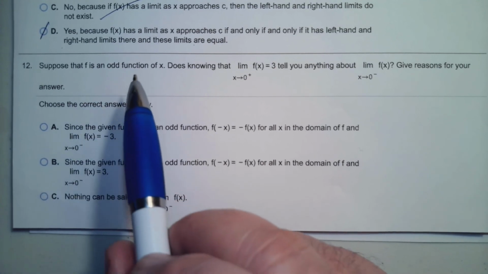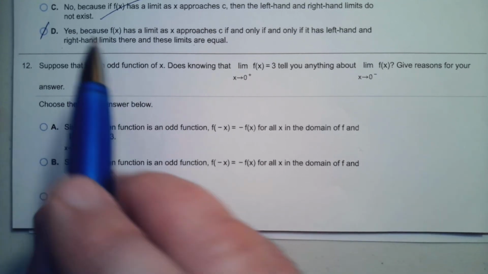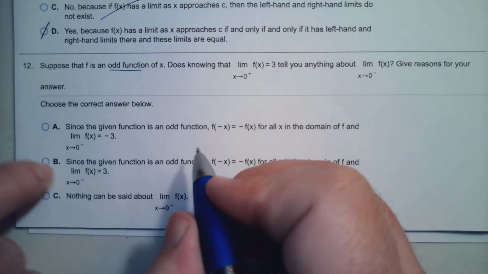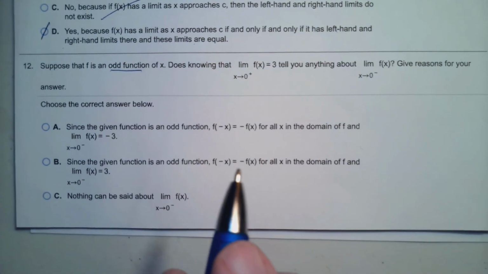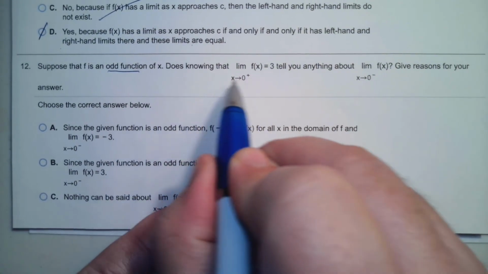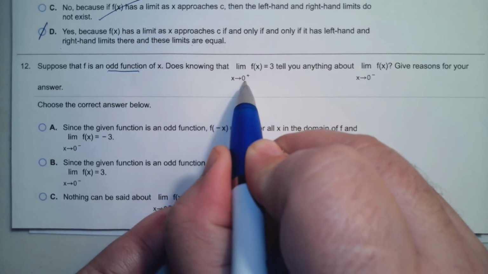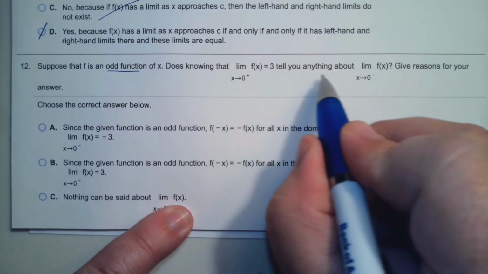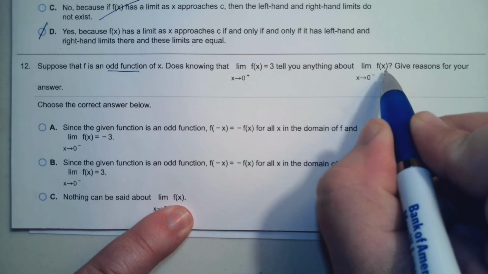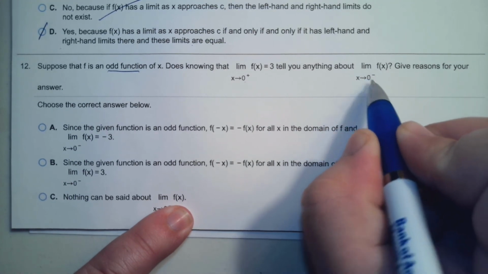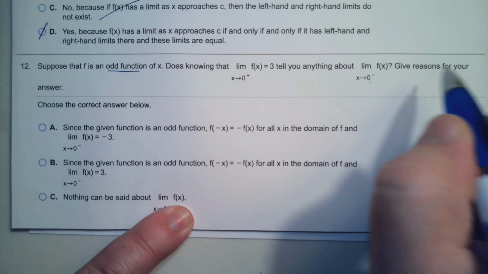Suppose that f is an odd function of x. Okay, it's an odd function. That's going to be important for us. Does knowing that the limit of f of x equals 3 as x approaches 0 from the left tell us anything about the limit of f of x as x approaches from the right? This is from the right, I mean, from the left.